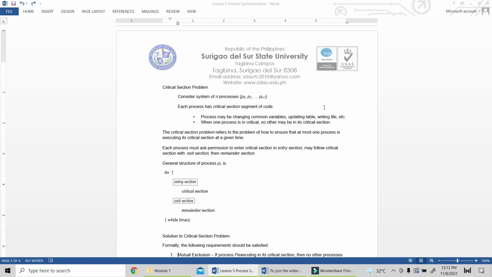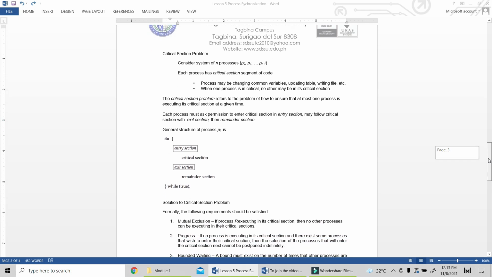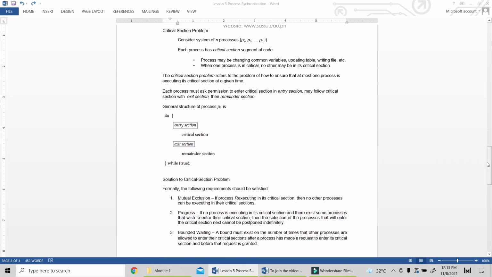So for example, in this general structure of processes, when one process is executing in its critical section, no other process is to be allowed to execute in its critical section. That is, no two processes are executing in the critical section at the same time. So again, to sum it up, the portion of code which is responsible for changing the common variable is what we call the critical section.